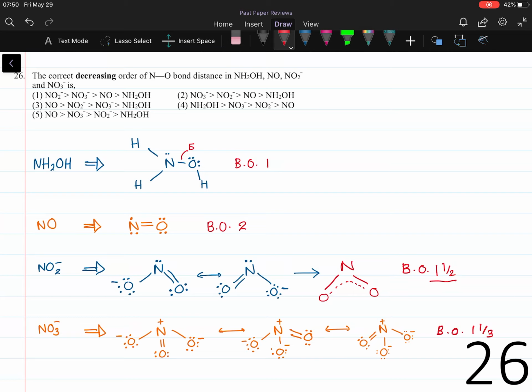The denser the electron cloud between 2 atoms, the shorter the bond, which could be directly translated as the higher the bond order, the shorter the distance. According to that theory, hydroxylamine has the longest bond, which only consists of one sigma bond. Then comes nitrate with an addition of 1/3 of a pi bond. Then comes nitrite, and at last we have nitrogen oxide. So the answer is answer number 4.